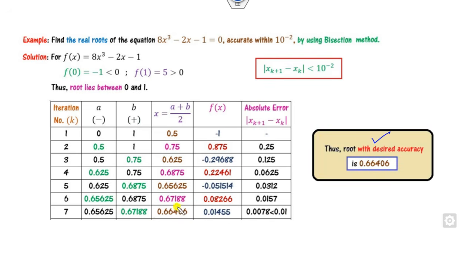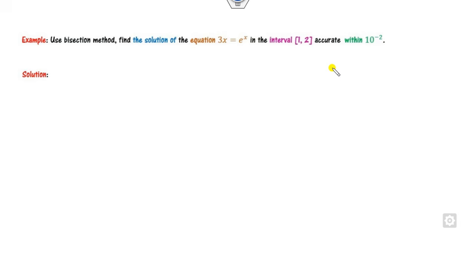So the root with the desired accuracy is the required answer. This is the way you can solve using the bisection method. We will see more examples so that you can understand it very clearly.